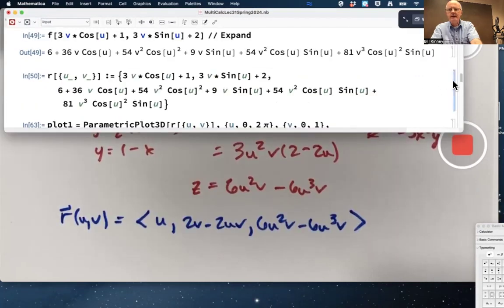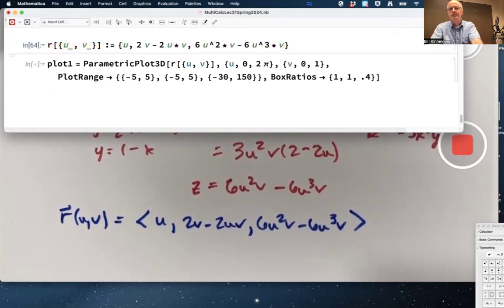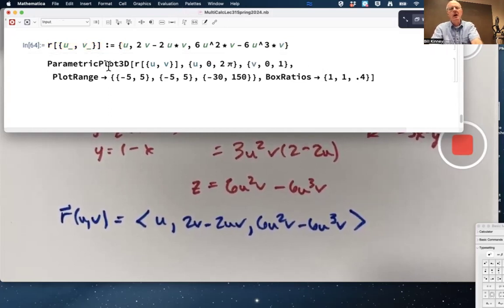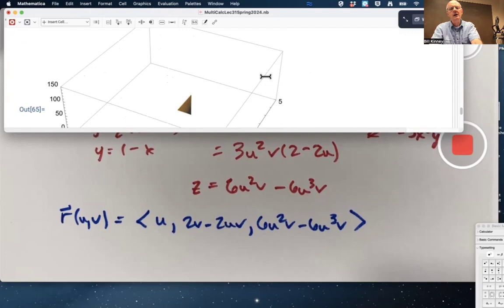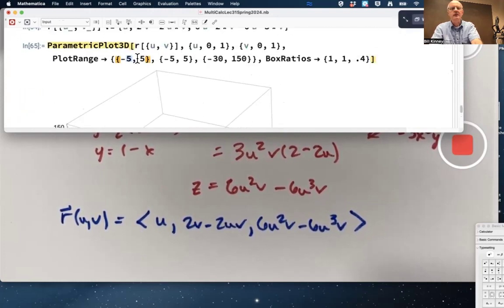This is the one that did it over the disk. x is u. This one's simpler, really, but y is 2v minus 2u times v. z is 6u squared times v minus 6u cubed times v. I shouldn't have called these things plot 1 anymore. u goes from 0 to 1, v goes from 0 to 1. Yep, you can see it looks kind of triangular. Let's zoom in closer.